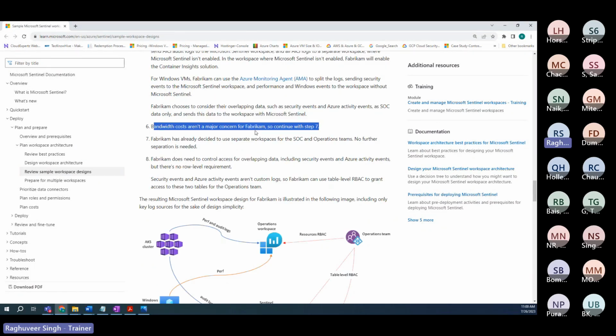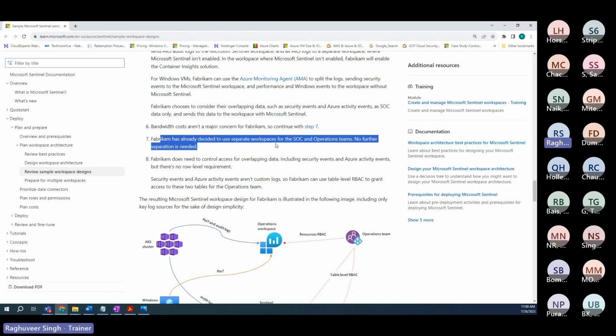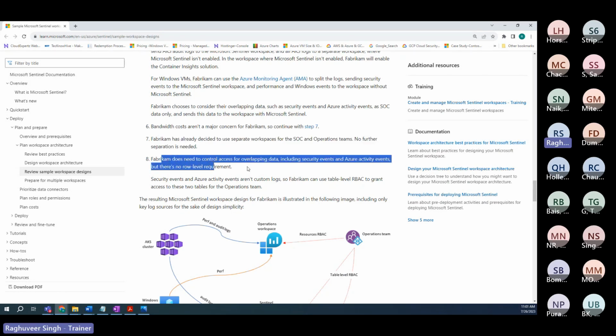Then bandwidth cost is not a concern, so they'll go to step number 8. And since they have already decided to use separate workspaces for SOC and operations teams, no further separation is needed. Now Fabrikam does need to control access for overlapping data. That's the only concern you see here. They have 2 separate workspaces, one for the operations team, which is only with the operations team, so no access issue. Second, the Sentinel workspace, which is for both operations to a certain extent and the Sentinel security team. So this is where overlapping comes into the picture.